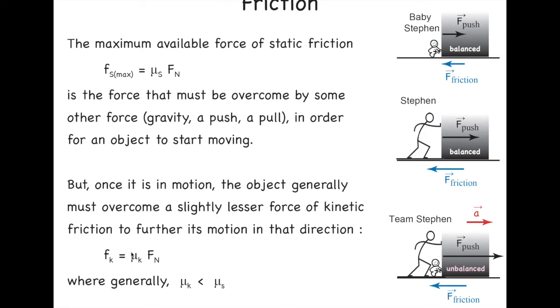And the kinetic friction force is just given by the coefficient of kinetic friction, mu k, times the normal force. Just like the static friction, the maximum static friction is equal to mu s times the normal force.